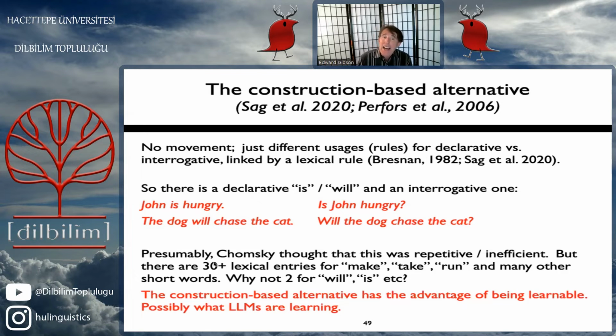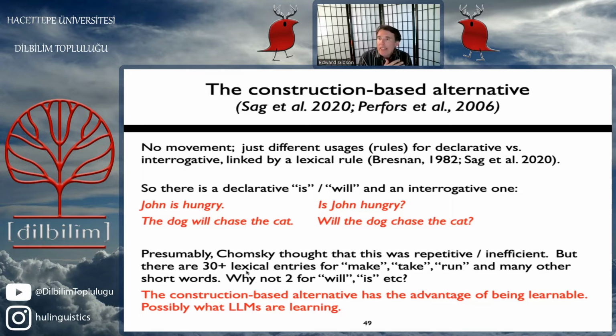Chomsky never talks about that alternative. I presume he just thought it was inefficient or repetitive or something. Basically the idea that there might be two is's or two wills, he thinks maybe that is ugly or something, but he doesn't say why it's bad. I don't know why he thinks it's bad. There are like 30 entries for make. He knows this, people know this.